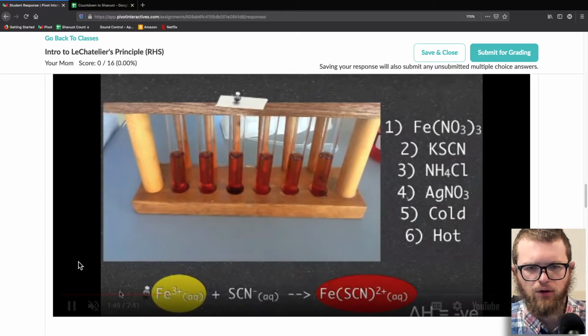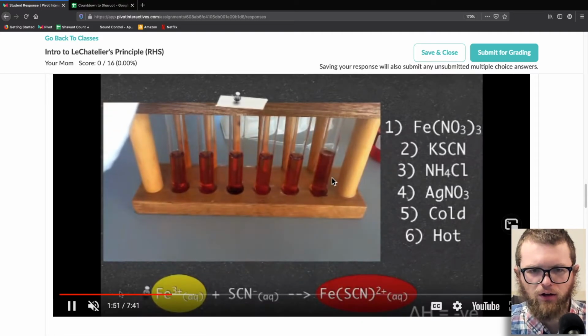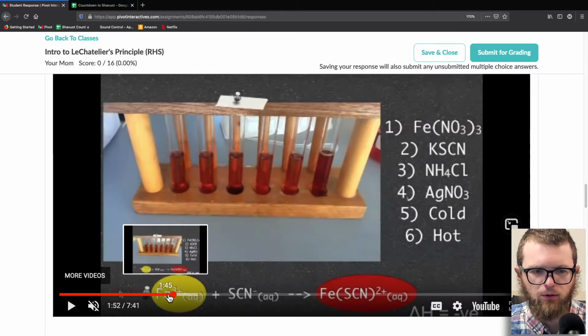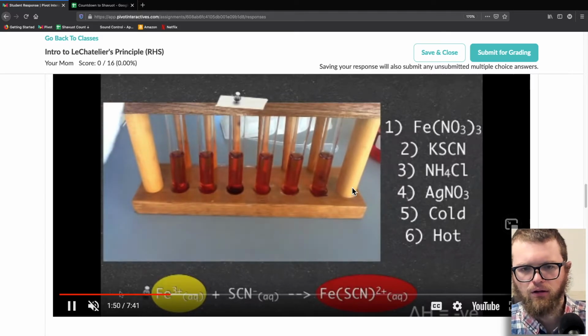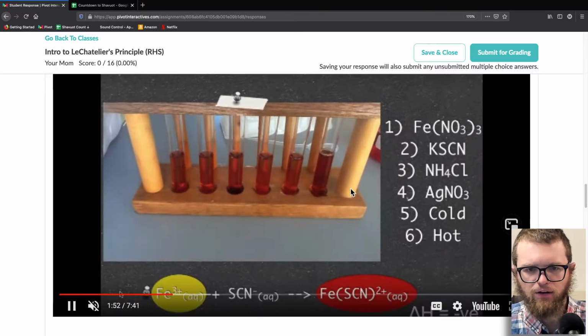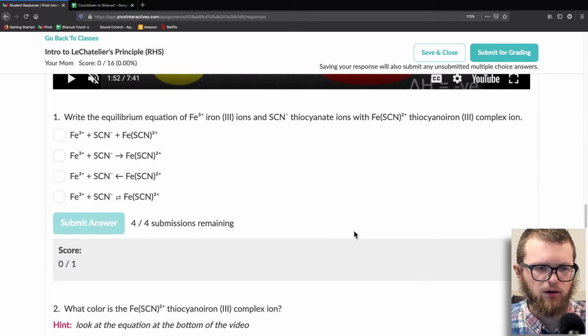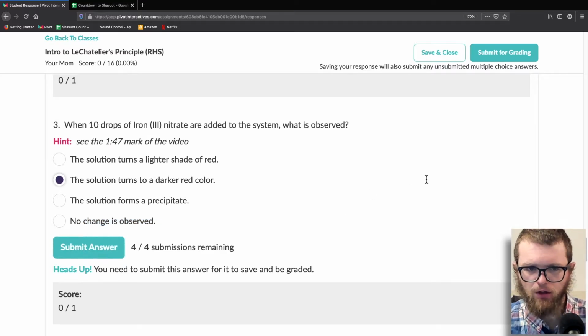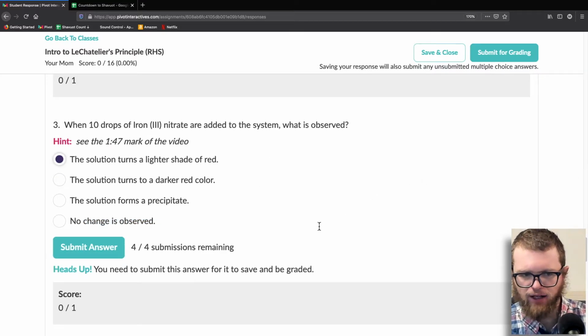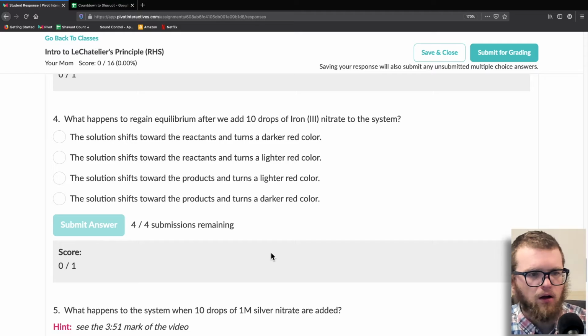All right, so let's take a look at this test tube on the far right here. Oh, there's some solution that got poured in right there at the 1 minute 47 mark. We can watch it again. Hey, there it goes. So what just happened there? Did the solution turn a lighter shade of red? Did the solution turn a darker red color? Did the solution form a precipitate, or did no change happen? Click your answer and then submit the right answer there.